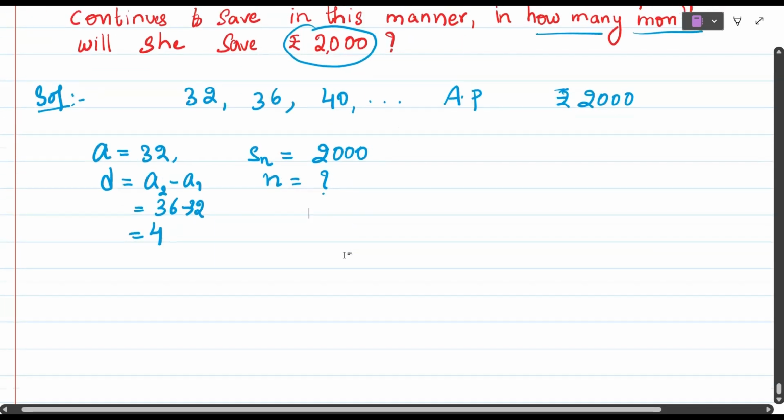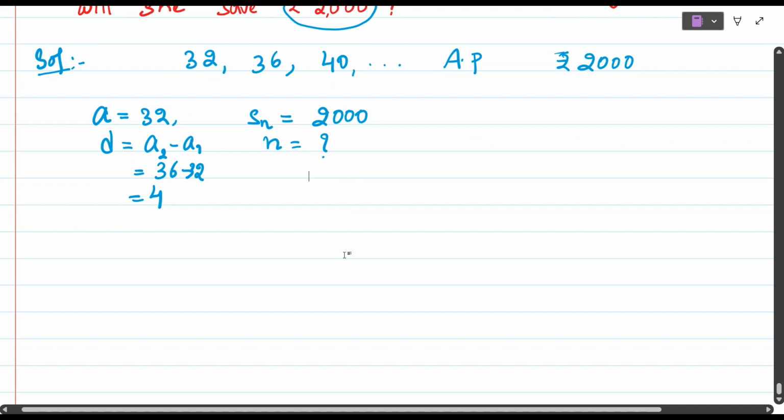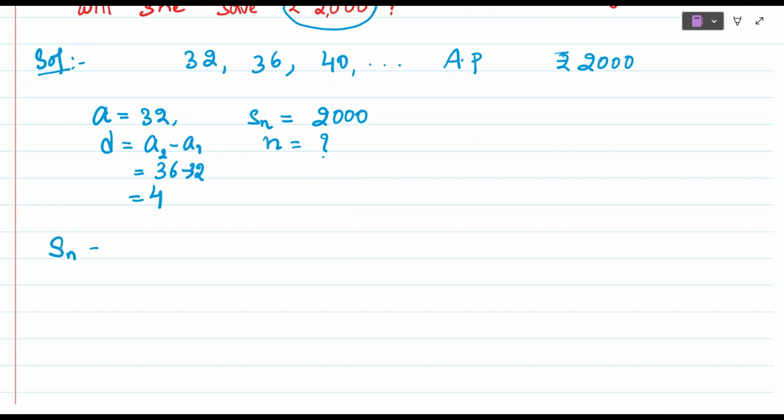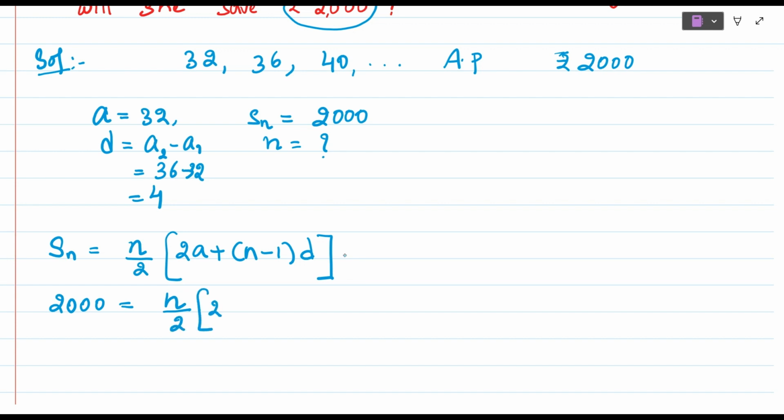Okay. So what is the formula? Let us write down the formula. Very easy, students, write the formula first. So Sn is equal to n by 2 into 2a plus (n minus 1) into d. This is our formula. Apply all the values. 2000 is equal to n by 2 into [2 into 32 plus (n minus 1) into 4].